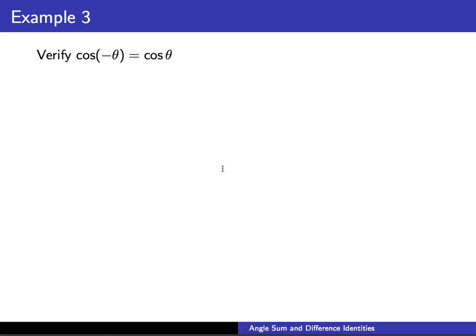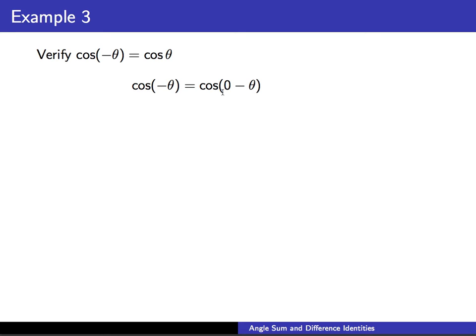All right, example 3, verify that the cosine of negative theta equals the cosine of theta. So in other words, if we evaluate, let's say, the cosine of negative 45 degrees, it's going to be the same answer as the cosine of positive 45 degrees. So we can think of negative theta as 0 minus theta. So setting up a difference here for negative theta, we get 0 minus theta.